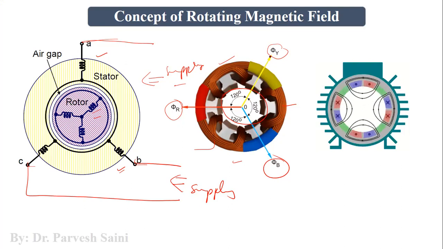Now, this three-phase flux has three phasors which are represented as phi Y, phi R, phi B: R for red, Y for yellow, and B for blue. You can also understand it with the color coding, right? Here we have a red phasor. This one is for the flux produced by the red phase, or phasor 1, right? Similarly, we have a blue phasor here, which indicates the flux produced by the blue phase, or you can say phasor 2. Similarly, we have phasor 3, right?